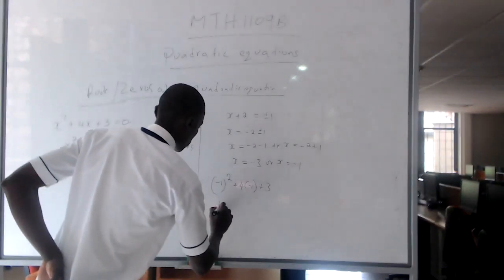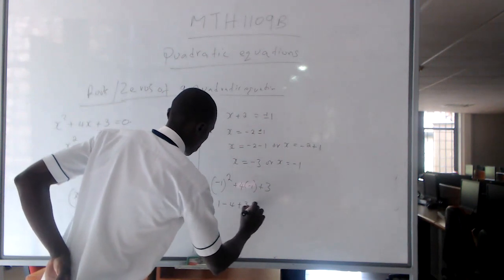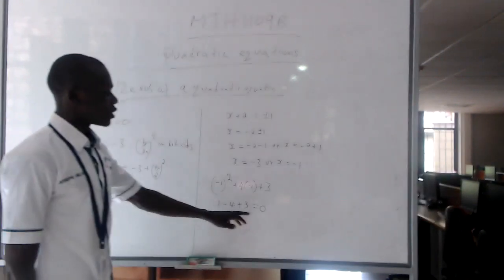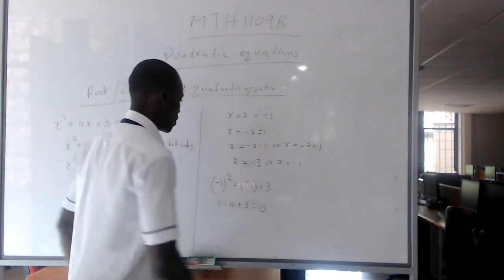Let's see what we get. So we get 1 minus 4 plus 3. And effectively, this is 0 because 1 plus 3 is 4. 4 minus 4 gives you 0.